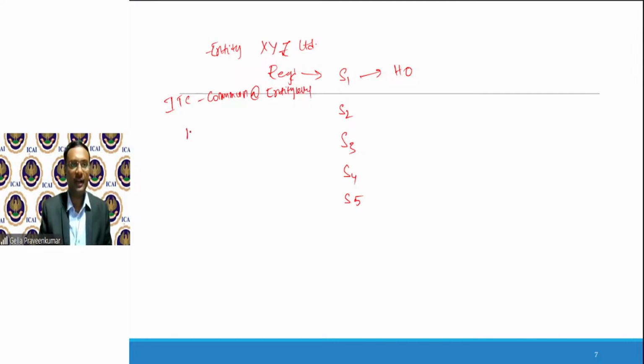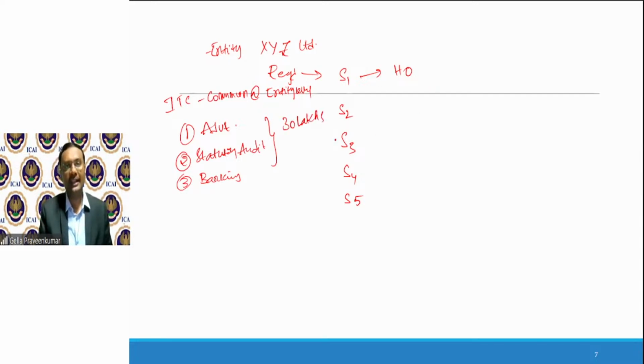I gave examples: one is advertisement, second is your statutory audit, third is in relation to banking services. Now, assuming that the input tax credit on account of advertisement and all this put together comes to say 30 lakhs for the entire financial year. Each state, assuming equal turnover, 30 divided by 5, is 6 lakhs per state.